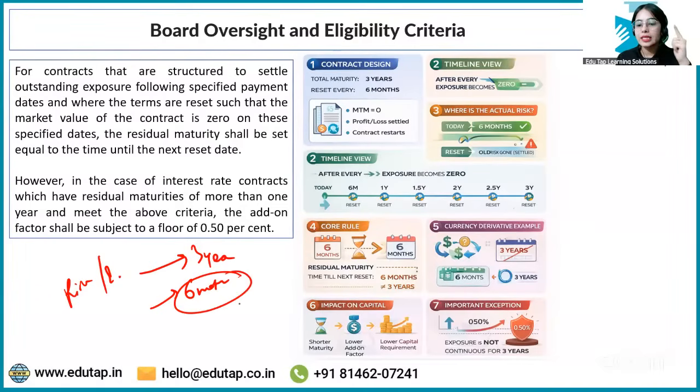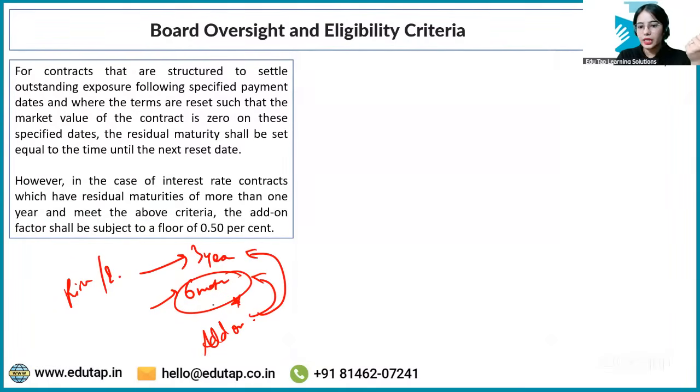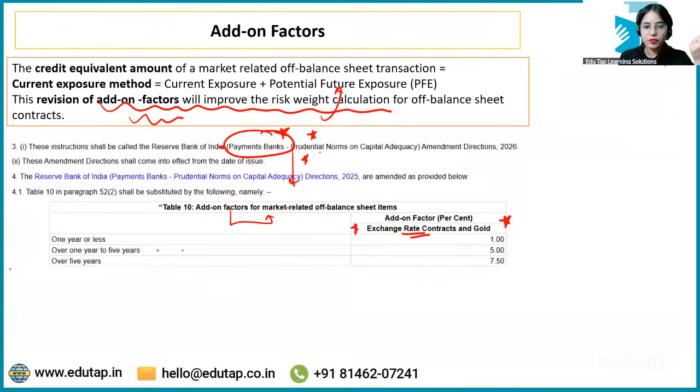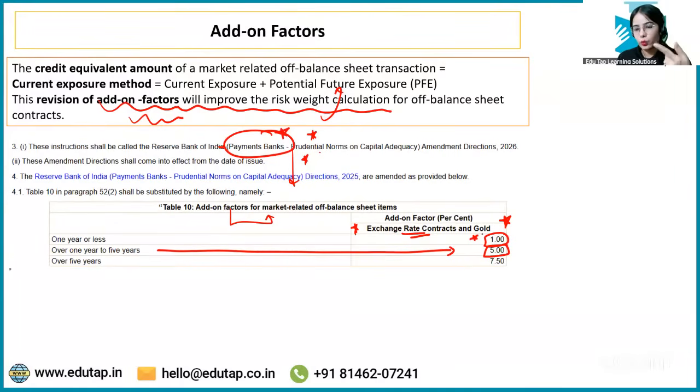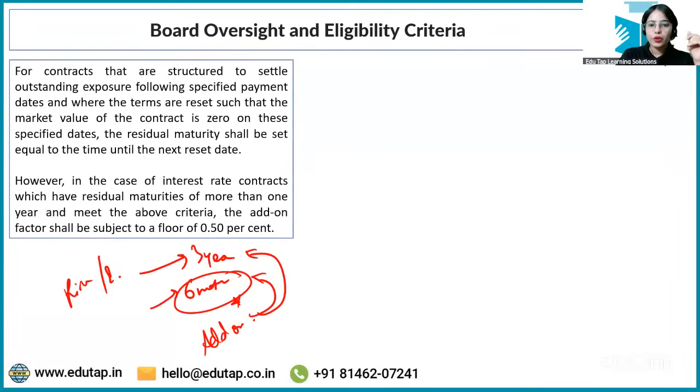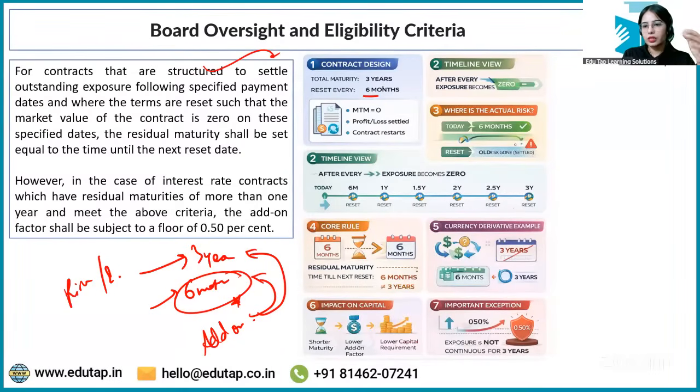Yes, the risk is only for the 6-month time period. So that means the add-on factor will be for less than 1 year, not for the 3 years. The add-on factor will be 1 only, 1% only. Okay? So this is the idea. I hope this is very much clear. So for contracts that are structured to settle on a regular basis, like say it can be 6 months, it can be 3 months also, for these kinds of contracts, the add-on factor will be on the basis of the reset that is happening.